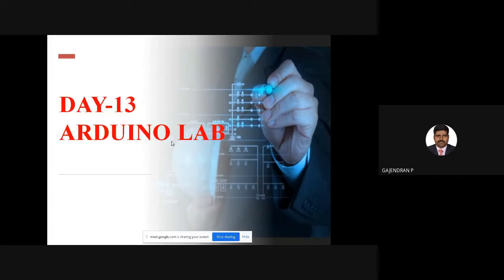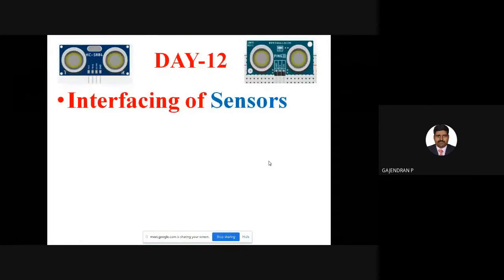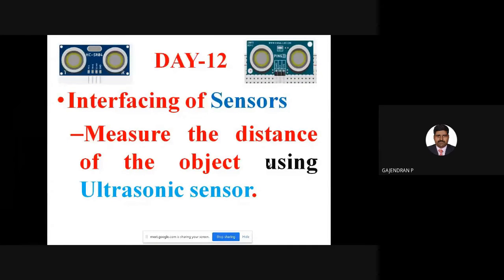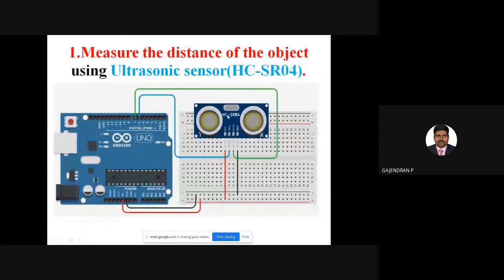Okay, so in the previous class, we discussed the ultrasonic sensor and how to interface it. We have seen two types of sensor: one is the 3-pin sensor, another one is the 4-pin sensor. Using these sensors, we made the distance measurement.